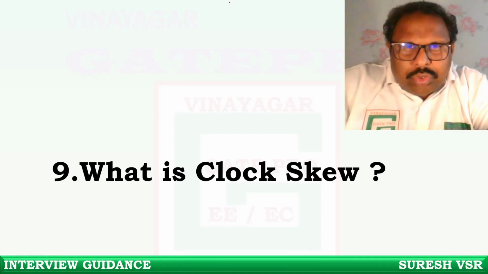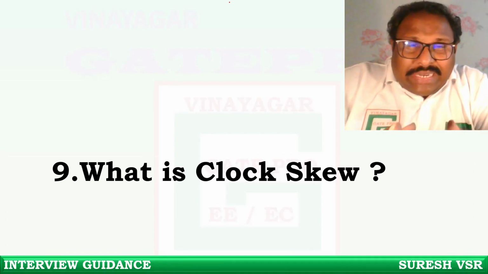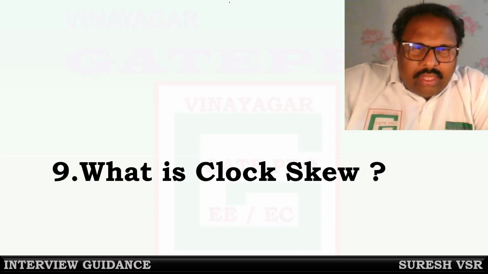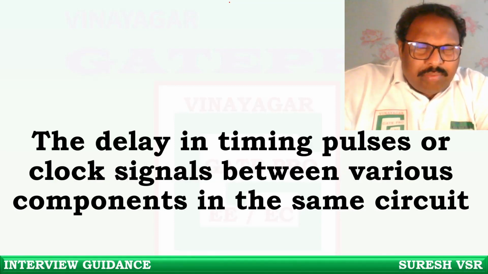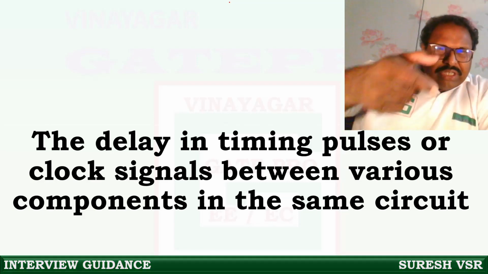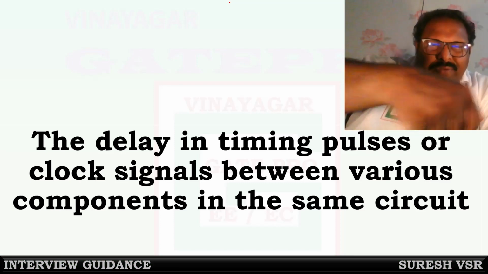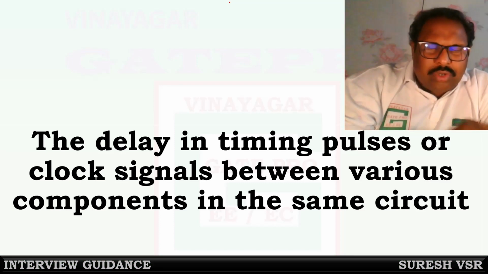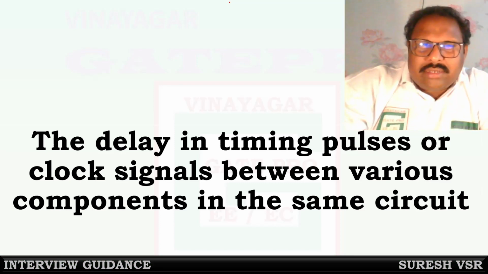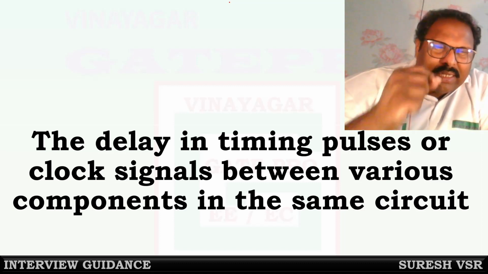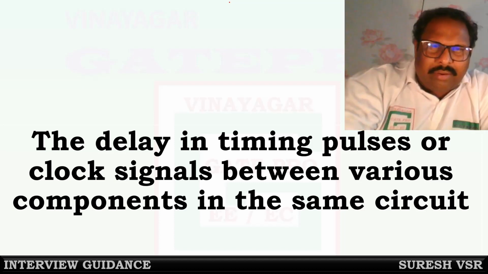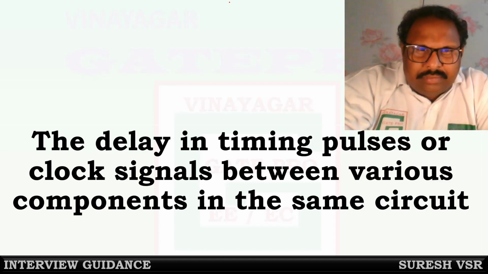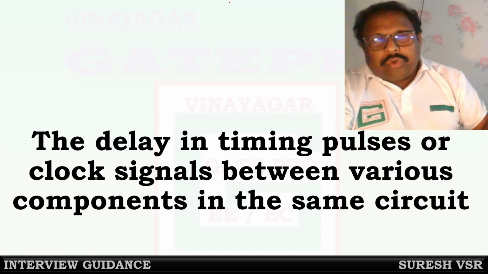What is a clock skew? Clock delay, clock skew. A clock skew is nothing but a delay in the clock pulse between various components in the same circuit. It is some sort of jitter coming between different elements. It could be a delay of a few nanoseconds, but the timing pulses at the clocks of various components, which come from the same trigger, are being delayed. That's what is called skew.